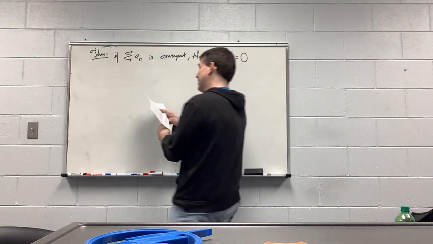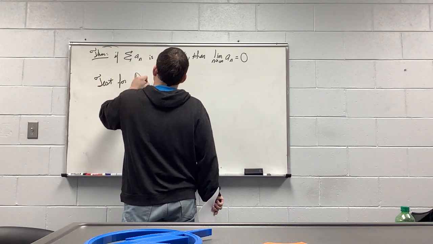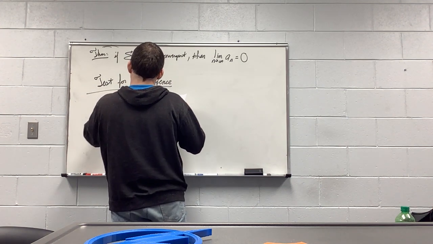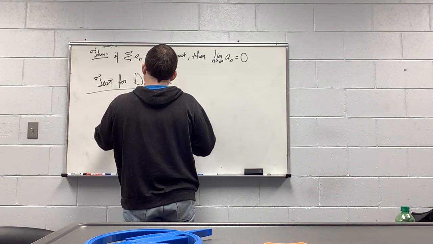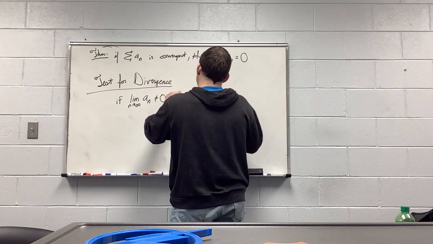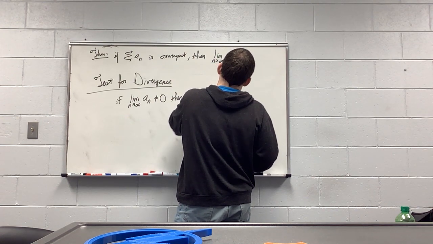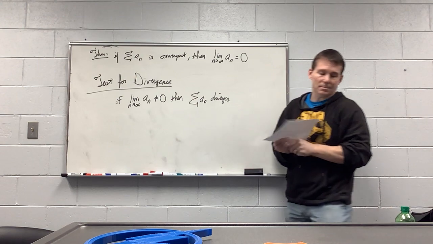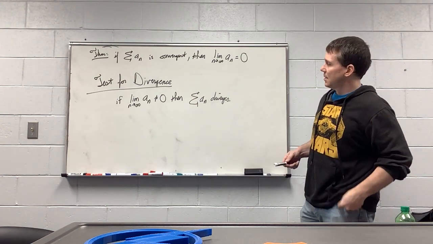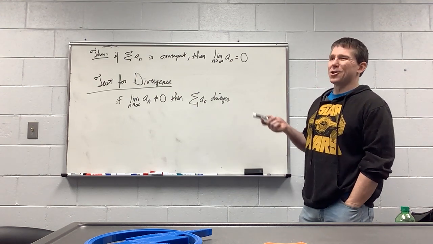But this gives rise to our first test. The test for divergence. If the limit as n approaches infinity of a sub n is unequal to 0, then the series diverges. This is actually the contrapositive.